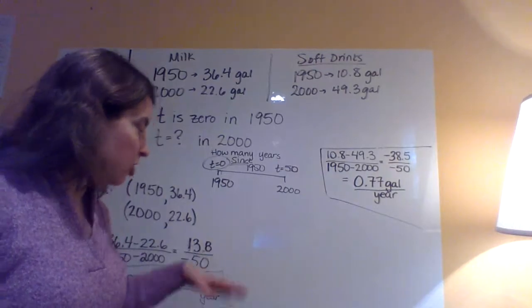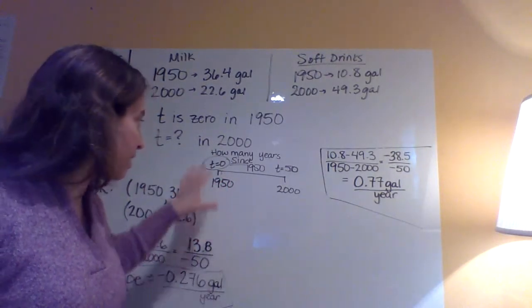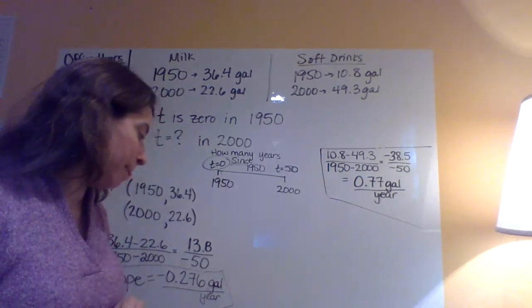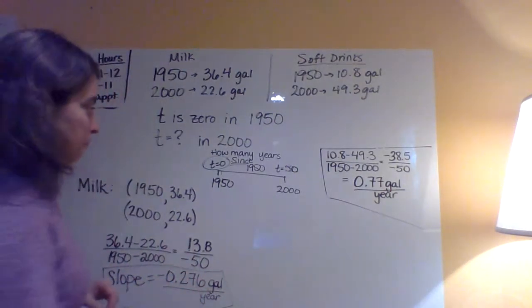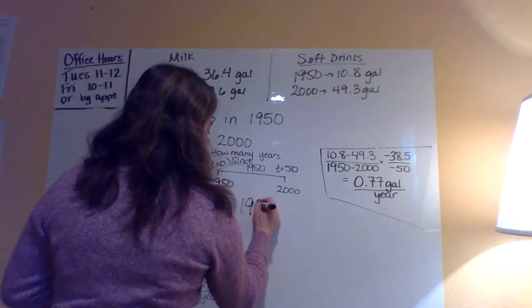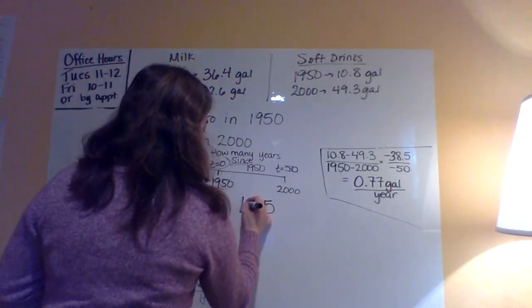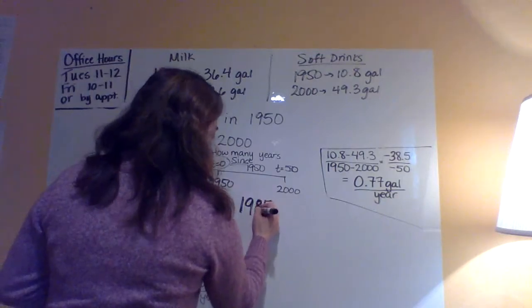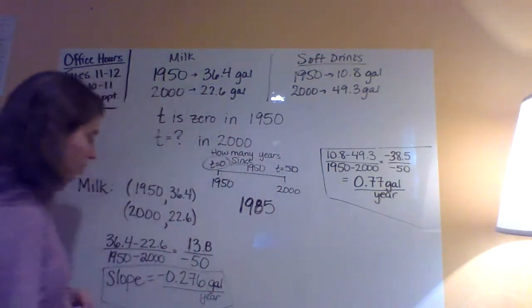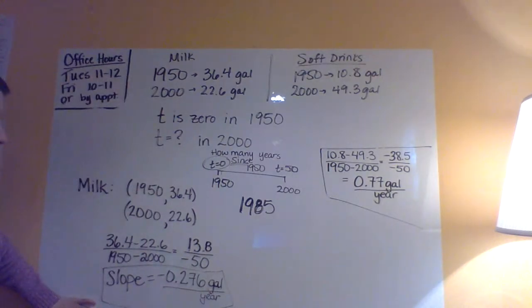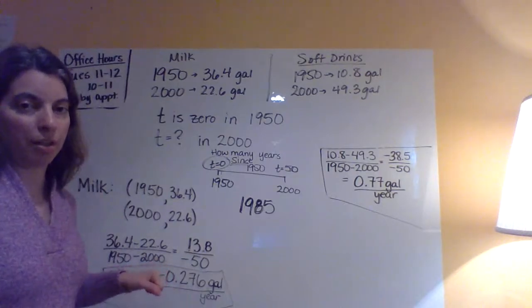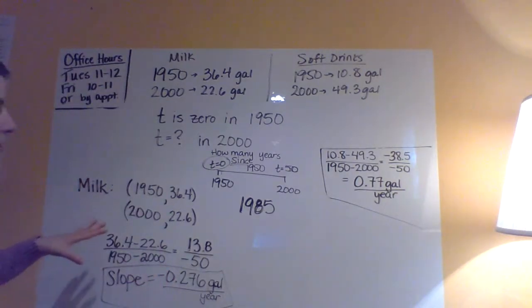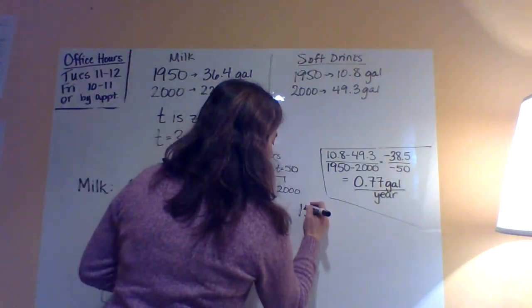The next question takes us a step further. It says, okay, again, time is 0 at 1950. We want to figure out how much milk was consumed in 1985. So let's look at what we know about milk. Milk consumption is going down 0.276 gallons per year. So in 1950, it was 36.4 gallons.